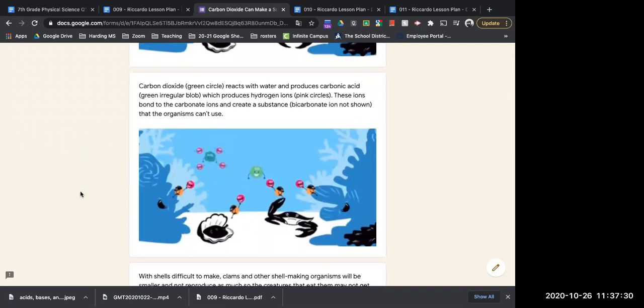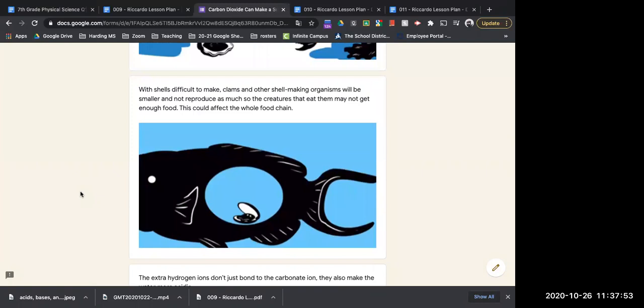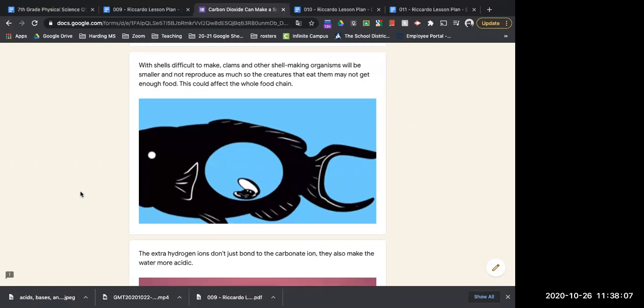Carbon dioxide, green circles, reacts with water and produces carbonic acid, green irregular blobs, which produces hydrogen ions, the pink circles. These ions bond to the carbonate ions and create a substance, bicarbonate, not shown, that the organisms can't use. With shells difficult to make, clams and other shell-making organisms will be smaller and not reproduce as much, as the creatures that eat them may not get enough food. This could affect the whole food chain.